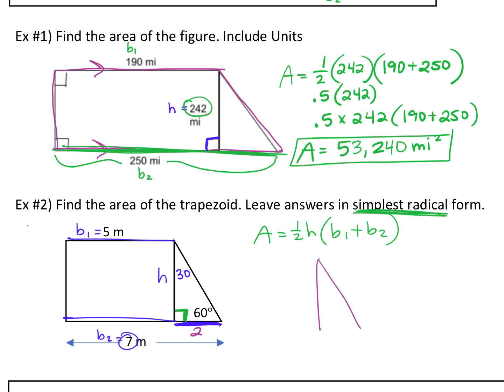Do you remember in a 30, 60, 90, it was L, L rad 3, and 2L, right? So if this is 2, that's this piece. That's your L. So what is H in radical form? Without plugging it in, it's 2 rad 3. 2 rad 3.